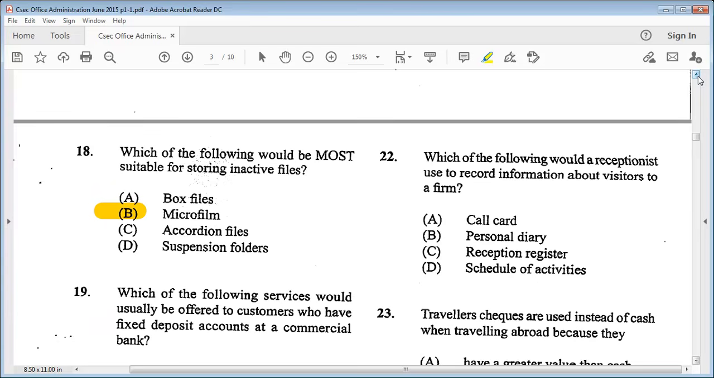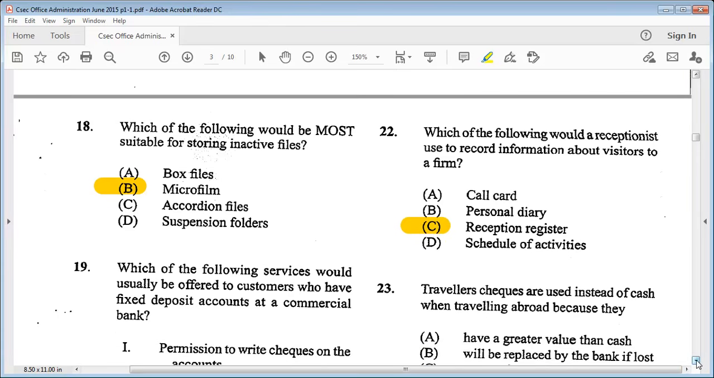Let's go on to question number 22. Which of the following would a receptionist use to record information about visitors to a firm? A, call card, B, personal diary, C, reception register, or D, schedule of activities? We know it would be C, reception register. So let's go on to question number 23.